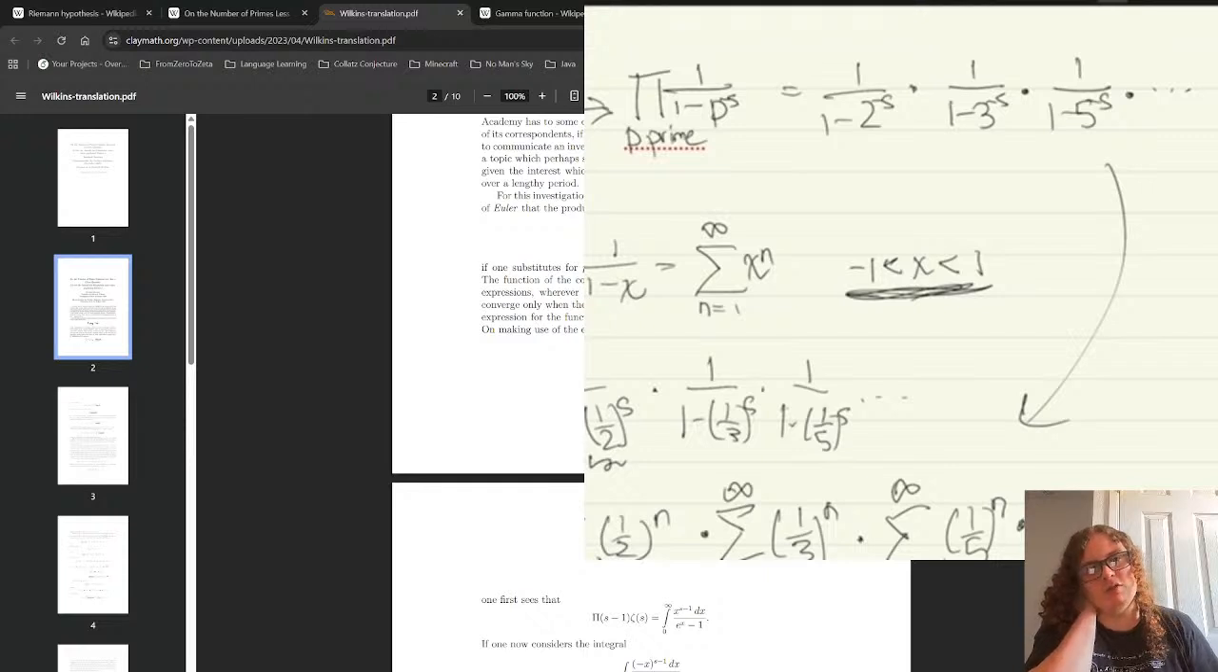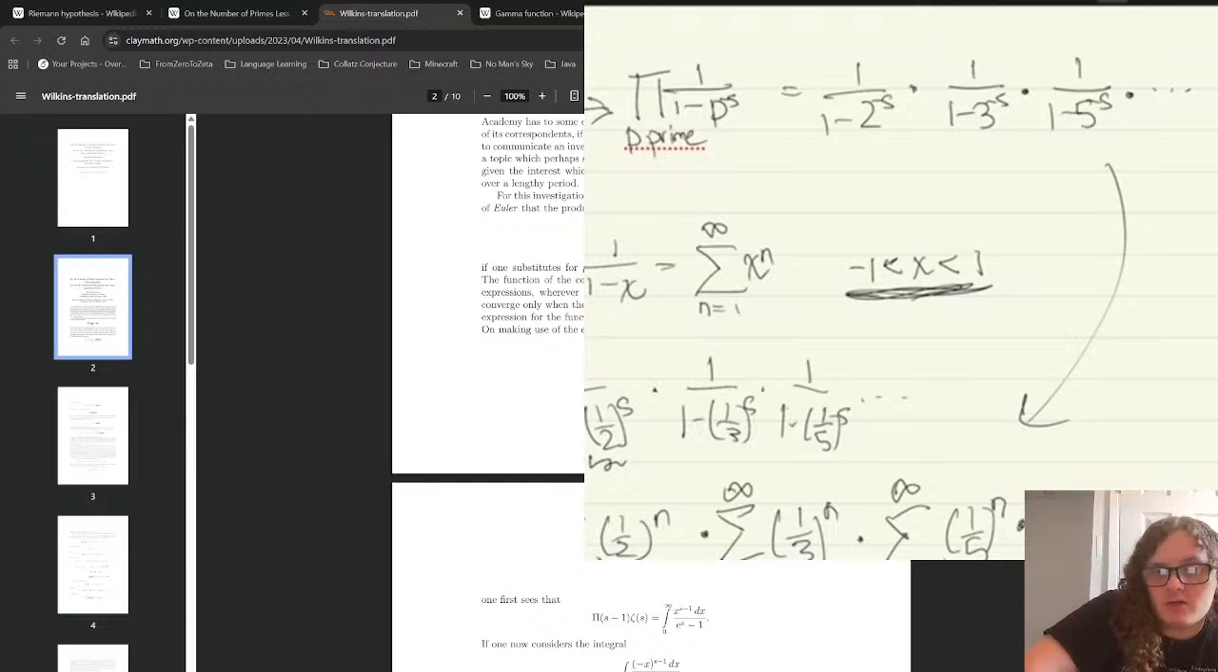Both expressions converge only when the real part of s is greater than 1. At the same time, an expression for the function can easily be found which always remains valid when making use of the equation: the integral from 0 to infinity of e to the negative n, excuse me, x to the s minus 1.